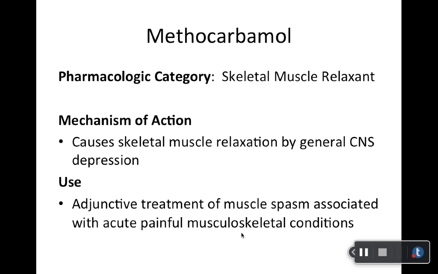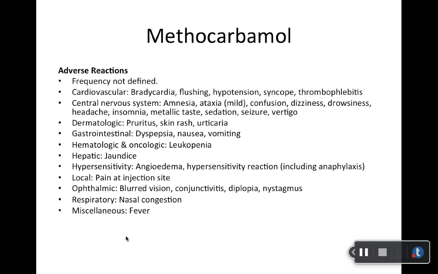Methocarbamol, another muscle relaxant. This one causes skeletal muscle relaxation by general CNS depression. So you're noticing a trend here, hopefully, with these muscle relaxers in this presentation, and that you need to be concerned with CNS depression with all of them. Use is adjunctive treatment for muscle spasms, and again for acute painful musculoskeletal conditions. Another thing to highlight too, none of these theoretically should be for chronic pain conditions. Again, these are acute, or they should be prescribed acutely. And again, it's based off the FDA recommendations.